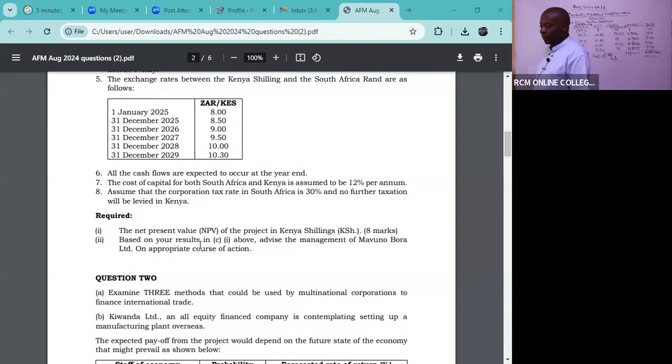So they want us to give them the net present value of the project in Kenya shillings. Based on your results in C1 above, advise the management of Mavuno Bora Limited on the appropriate course of action.